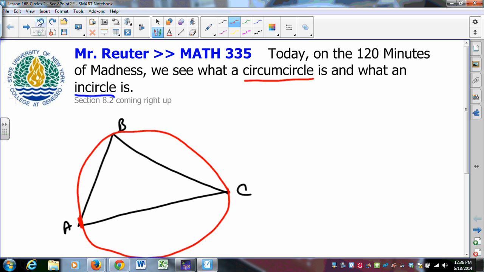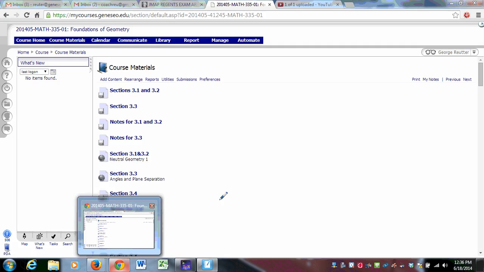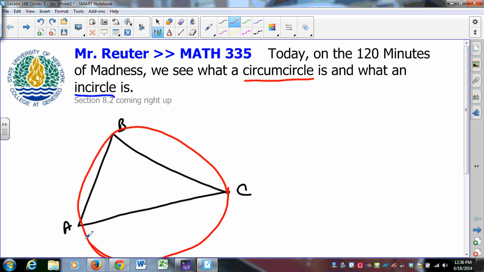Okay, well, in theory, there is a circle. I missed it again! That passes through all three vertices. That is called the circumcircle. There is also an incircle, a circle that is tangent to each side of the triangle. We will look at both of those.